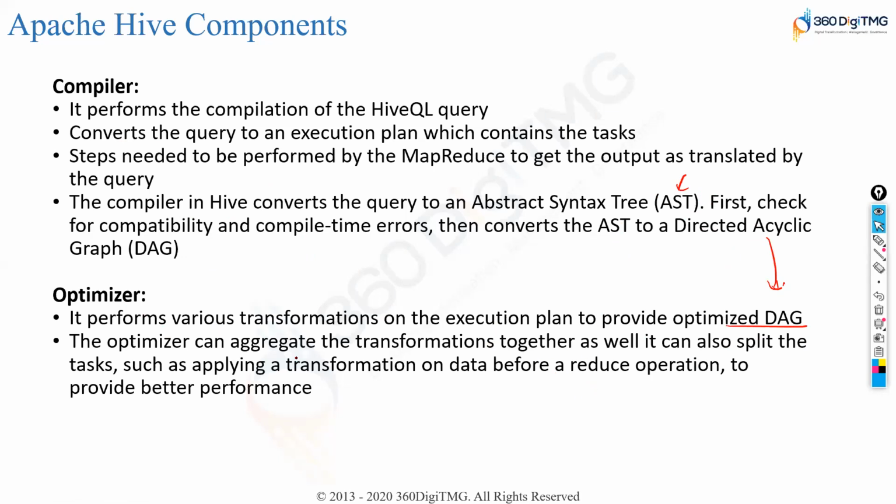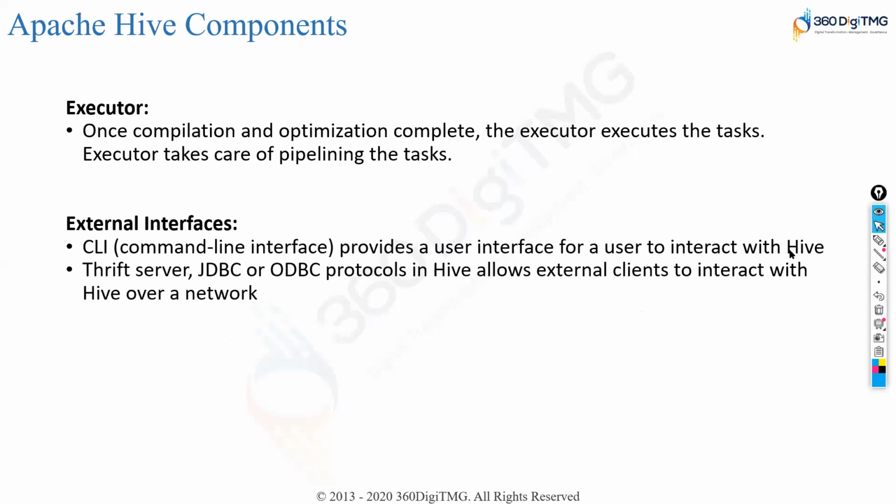Now this optimizer is going to aggregate the transformations together. And then finally you apply a reduce operation, or you can say an eager operation. So the optimizer is going to fine tune the code. And then finally we have the executor. This is executing the optimized code.